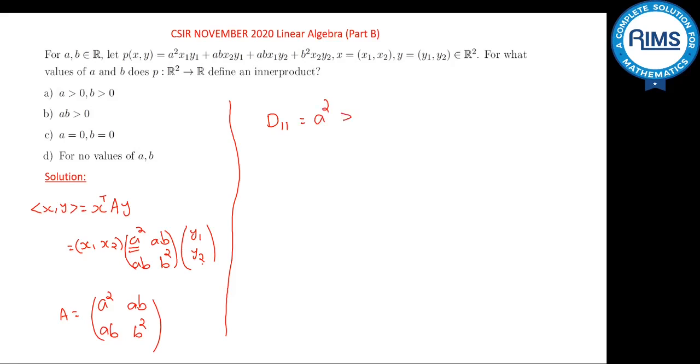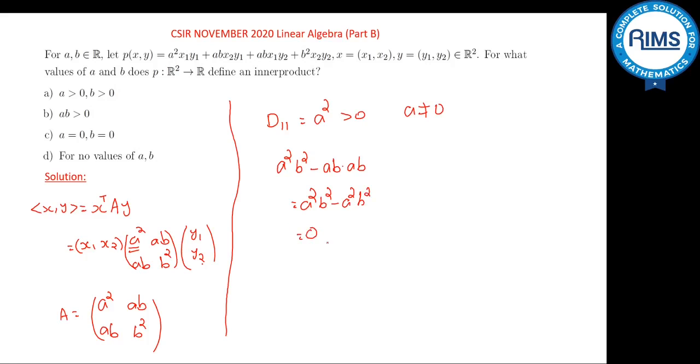A square is always greater than 0 if A not equal to 0. So the first leading principal minor is greater than 0 if A not equal to 0. And what is the second leading principal minor of a 2 by 2 matrix? It is nothing but the determinant of that matrix. That is, A square B square minus AB into AB, which is equal to A square B square minus A square B square, which is always equal to 0.